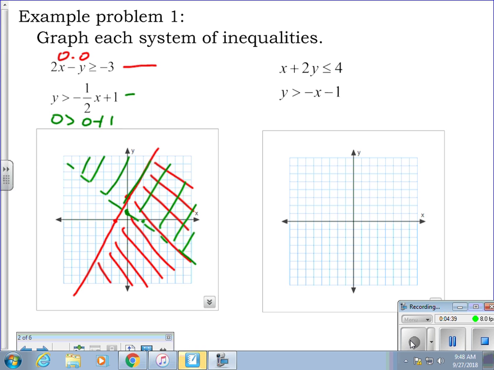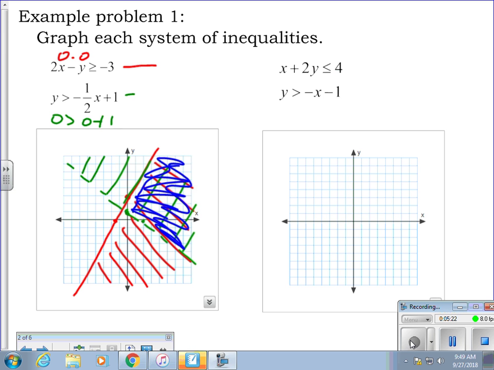So you'll notice on here, I have the solution to the first one. I have the solution to this other one. The solution to my system is the area where the two overlap. That's the solution to my system of inequalities. The red is the solution to my first inequality. The green is the solution to my second inequality. The place where they overlap is where everything works for both of them. That's the solution for my system.